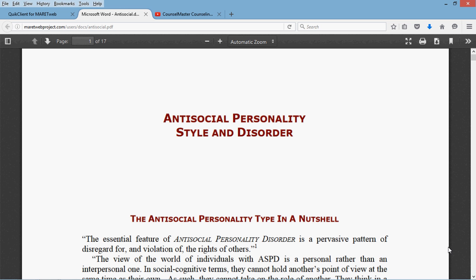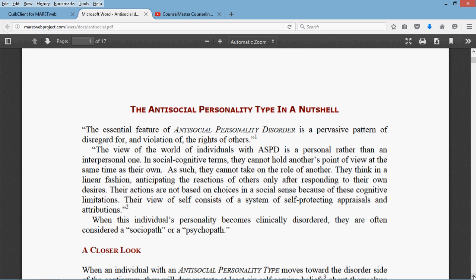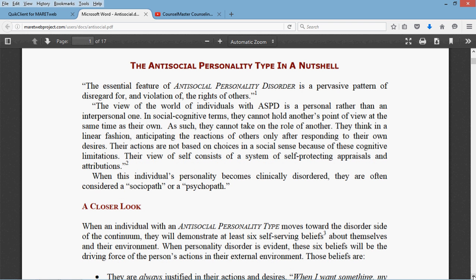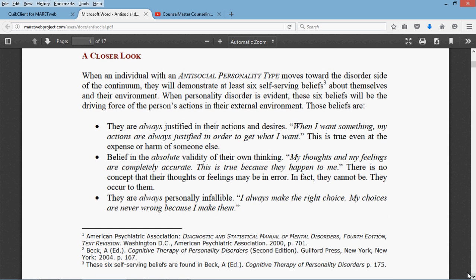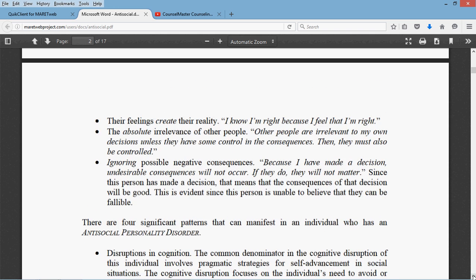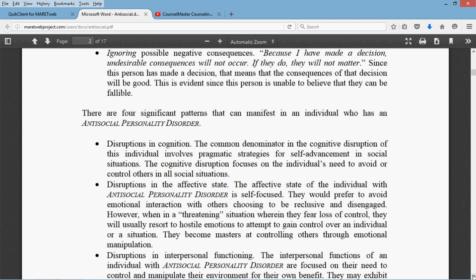So when you get somebody that's got an antisocial issue, you can see you've got 17 pages of information just on antisocial. So I was going to start out with this personality in a nutshell. And these are quotes from the DSM-4. A closer look. All of these are referenced, but you can see a little more detail of what this personality means.